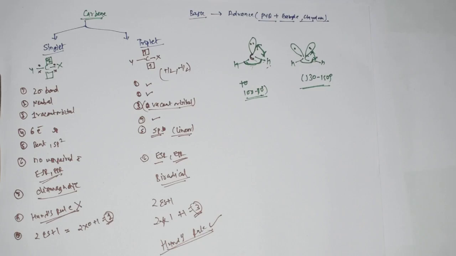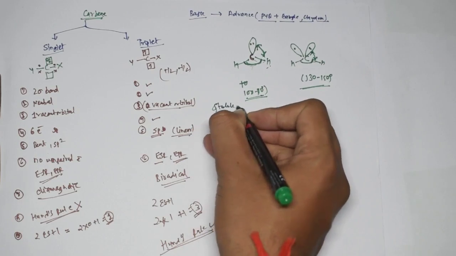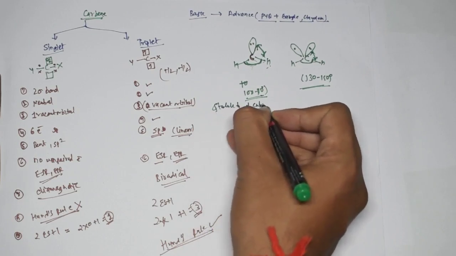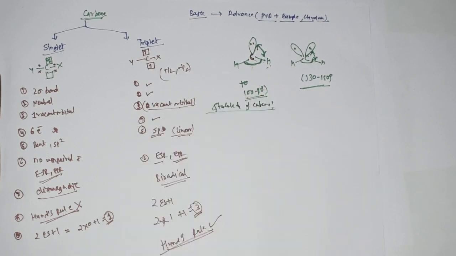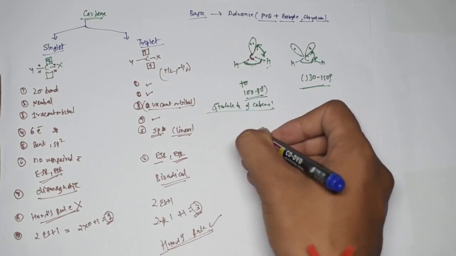Now let's talk about the stability of the carbenes. What happens in case of stability? If I talk about the stability of the carbene, in that case, here you should understand some basic things regarding the stability. Actually, the singlet carbene which is formed over here, we have some kind of singlet carbene like this.